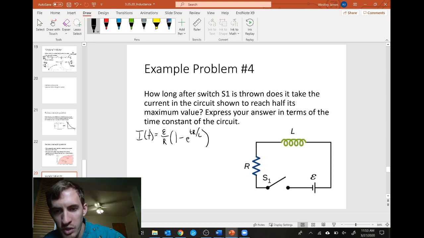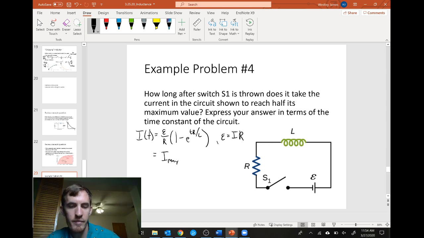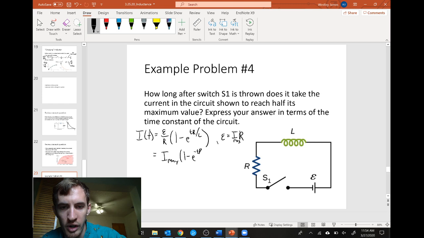One substitution I'm going to make here is remember that epsilon over R is the maximum current, because epsilon equals IR. The maximum current is just going to be the voltage of the battery divided by the resistance, because that means the inductor doesn't matter anymore. So epsilon equals I max times R. You get maximum current when the resistor has all of the voltage drop across it. Okay, so I max times (1 minus e to the negative t R over L).